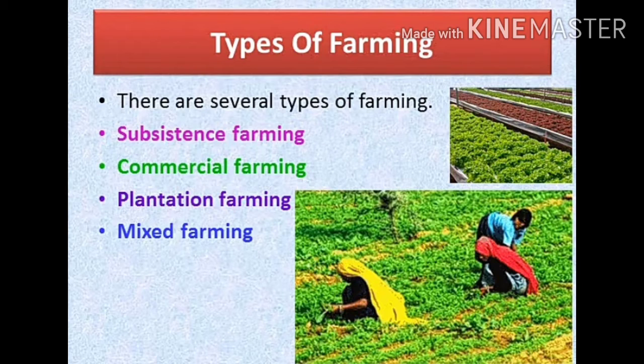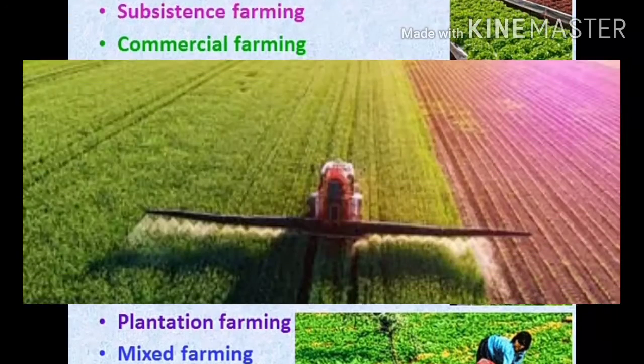It produces small output. Mostly, subsistence farming is done manually. In subsistence farming, crops are cultivated and used only for own family consumption. Such type of farming is adopted by small and marginal farmers on fragmented land holdings. The cultivated crops are usually food crops.